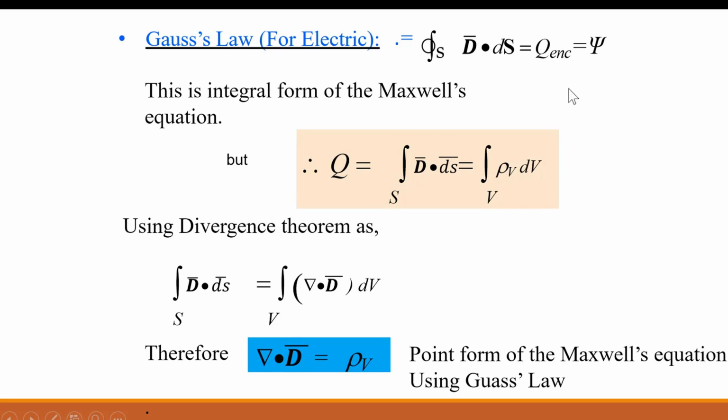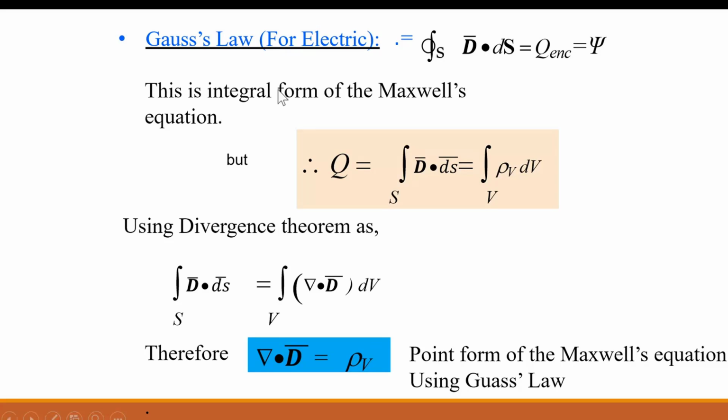Q is the charge present. If charge is enclosed inside a surface, then flux will be generated, and when that flux comes out of that surface, we get the quantity called flux density d bar. This Q enclosed is also indicated by flux psi. Flux and Q are both measured in coulombs, and D is measured in coulomb per meter square. So what is Q? Q is also equal to the triple integration of rho v dv.